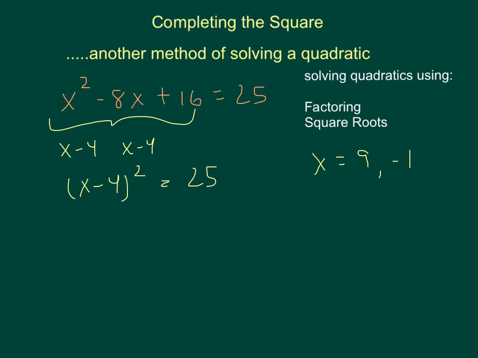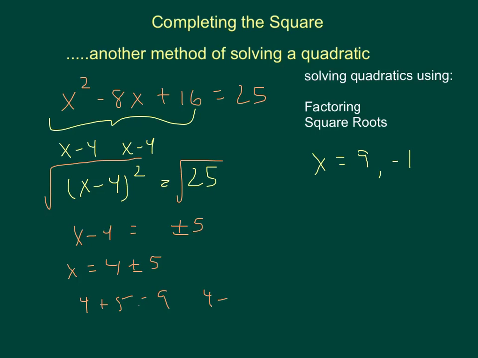This is what some of your solving using square roots look like. So you say, oh, I take the square root of both sides, because I can take the square root of that, and that's going to be x minus 4 equals plus or minus 5. So x is going to be equal to 4 plus or minus 5, and 4 plus 5 is equal to 9, and 4 minus 5 is equal to negative 1. So x is equal to 9 and negative 1.